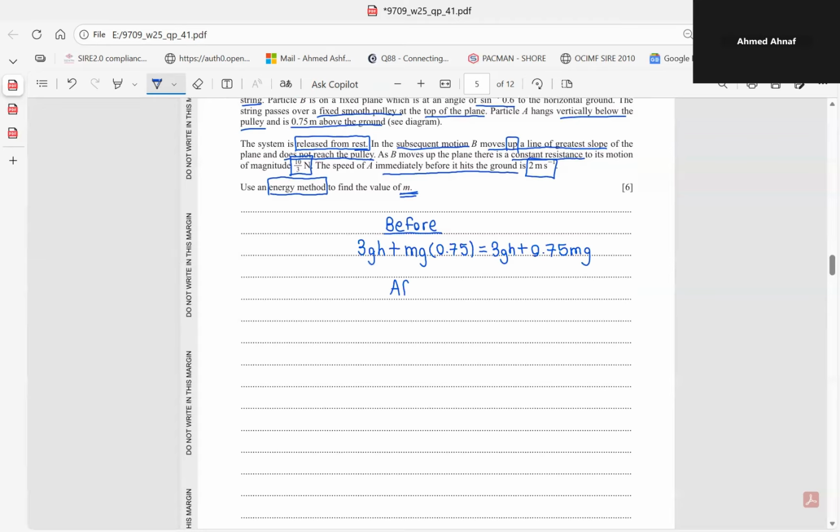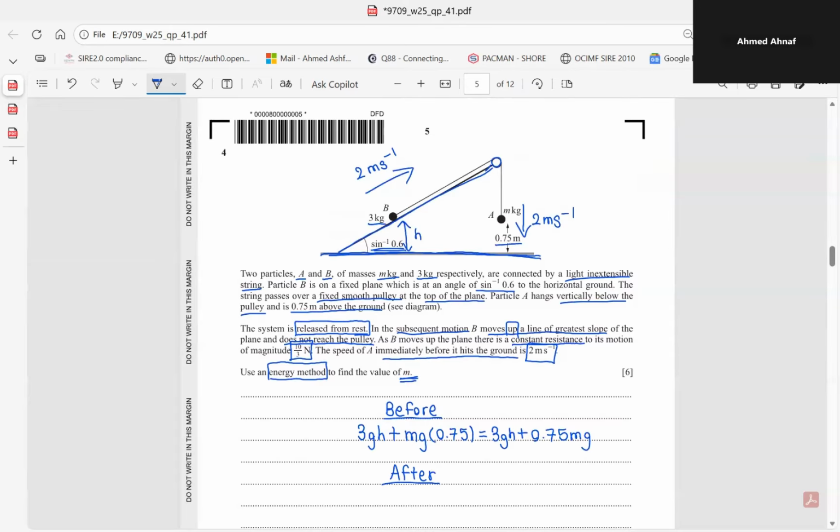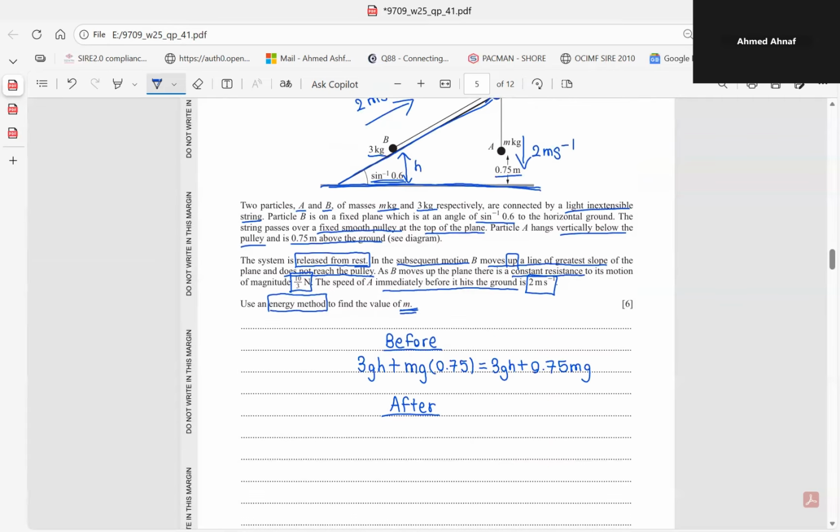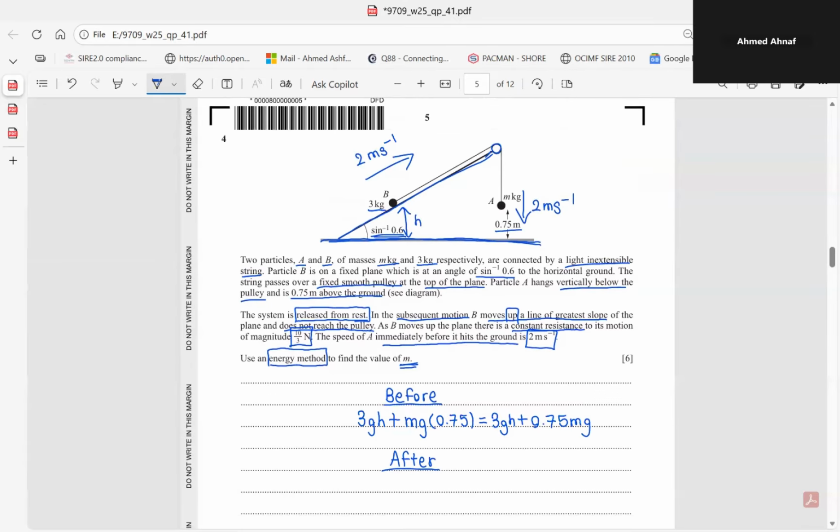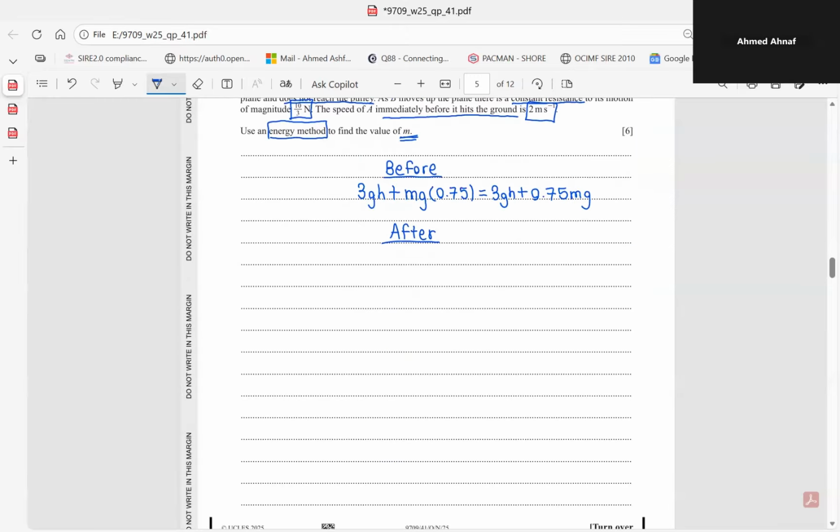Now after, in this context, we're talking about this instant right before A hits the ground, the very last sentence. At that instant, both B and A are moving at 2 meters per second. So obviously, there is kinetic energy. Let's account for that.